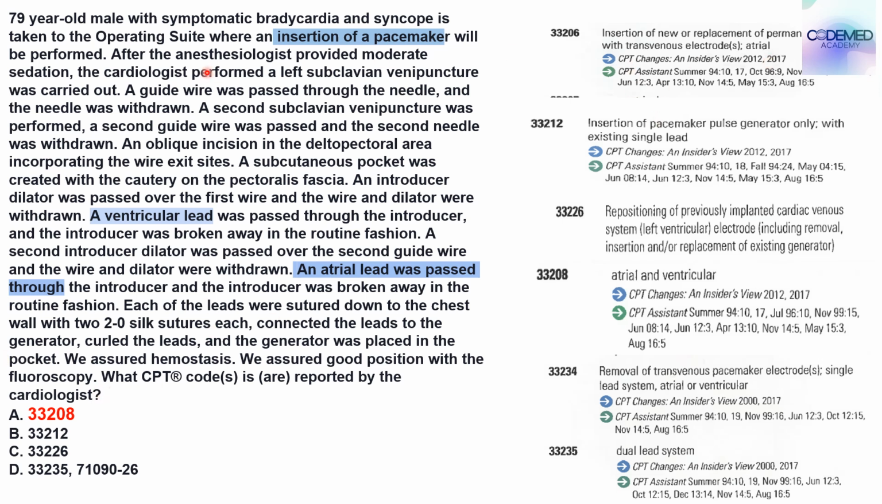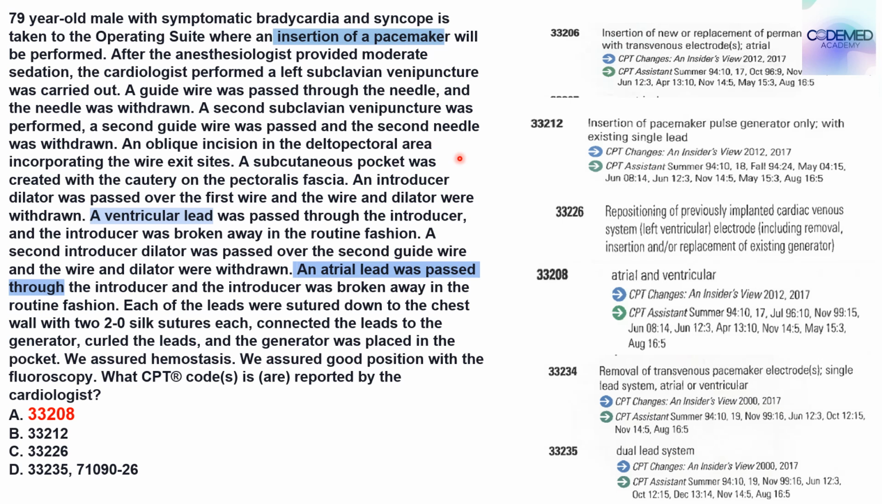How did they do it? Through the vessels, because subclavian venipuncture was carried out, with a guide wire, and there is no mention of the word thoracotomy, because epicardial lead placement is by thoracotomy. So we will require a different code. 33208 is atrial and ventricular lead. This is only the atrial. We have used the two leads. So we have 33208. 33212 is the insertion of the pacemaker pulse generator only.